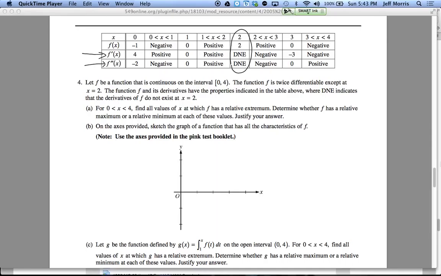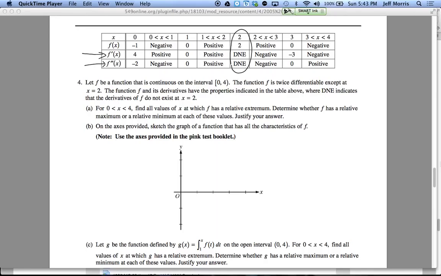So it has a relative what at 2? Because it goes from positive to negative, it has a relative max. What about at 3? Nothing. So the only thing you got for part A is you would say at x equals 2, it is a relative max because the derivative goes from what? Positive to negative. That's it.